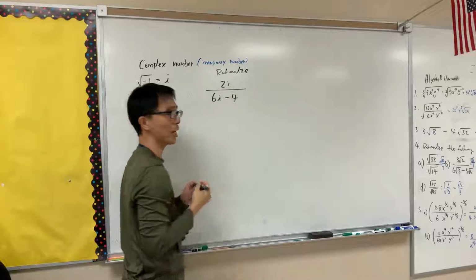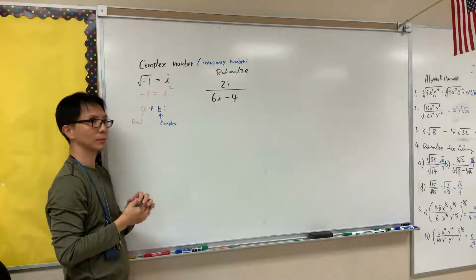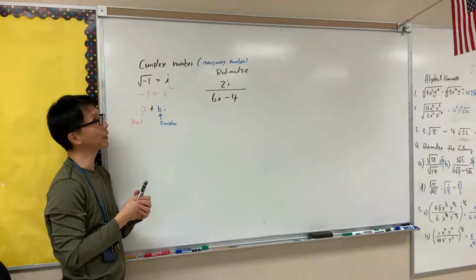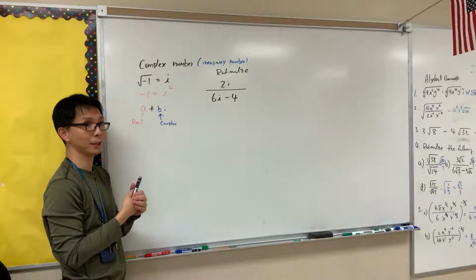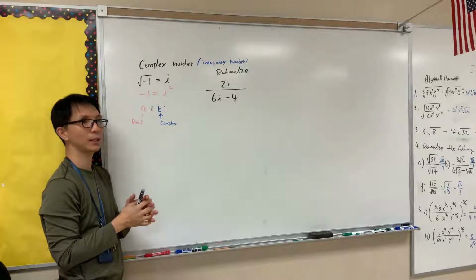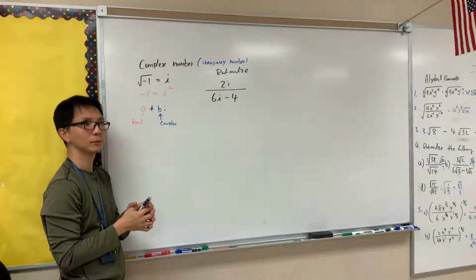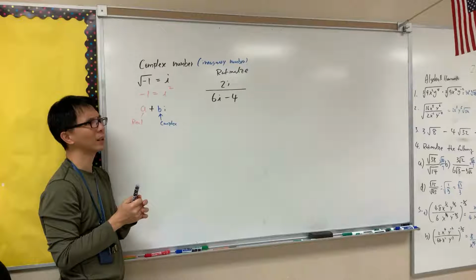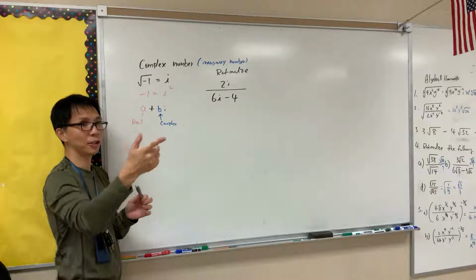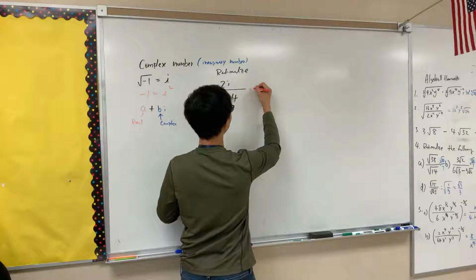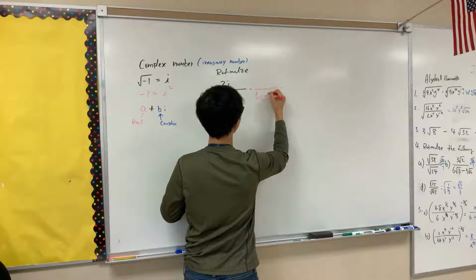How do I rationalize? Get rid of the denominator. Yes, rationalize the denominator. How do I rationalize the denominator in this case? Multiply by i? What's that? Okay, you're not thinking. Do the 6i plus 4. Why? So conjugate. Conjugate, thank you. You've got to know that term. Conjugate. You multiply by 6i plus 4.